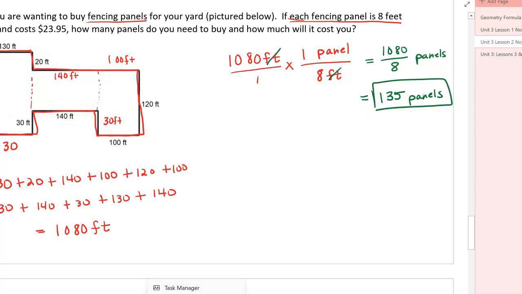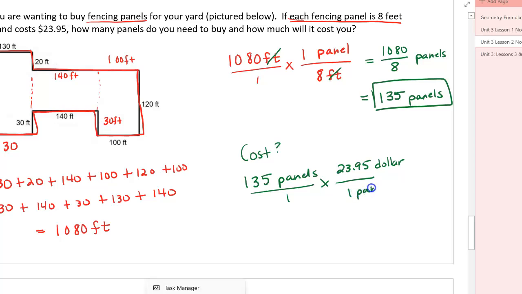Now I need to figure the cost. So I have 135 panels at a cost of $23.95 per panel. So if I do 135 times $23.95, that will give me the final answer, which is $3,233.25.